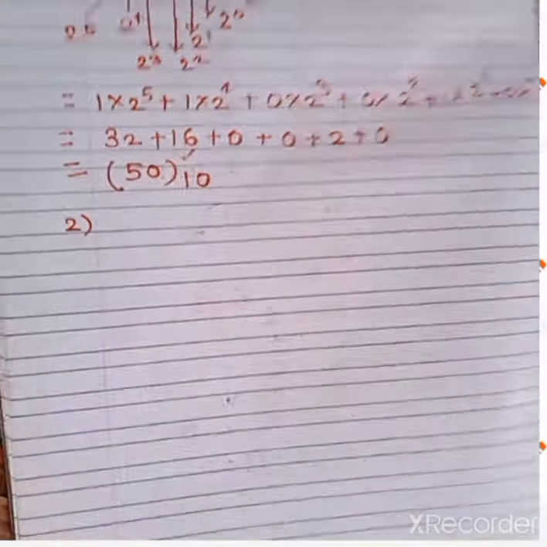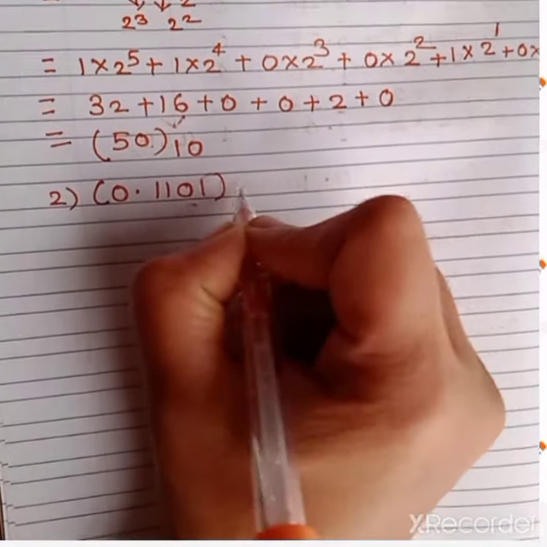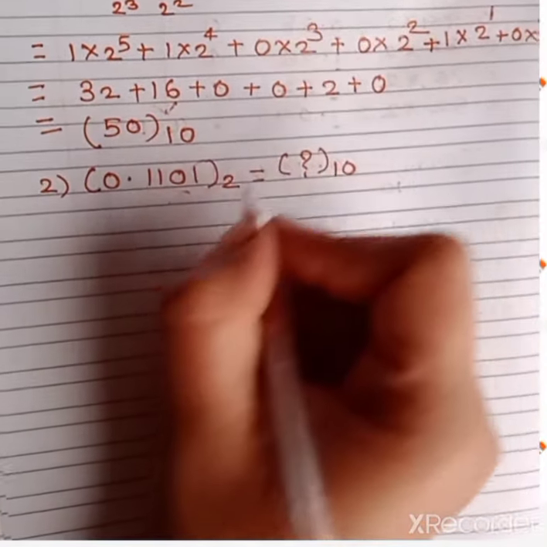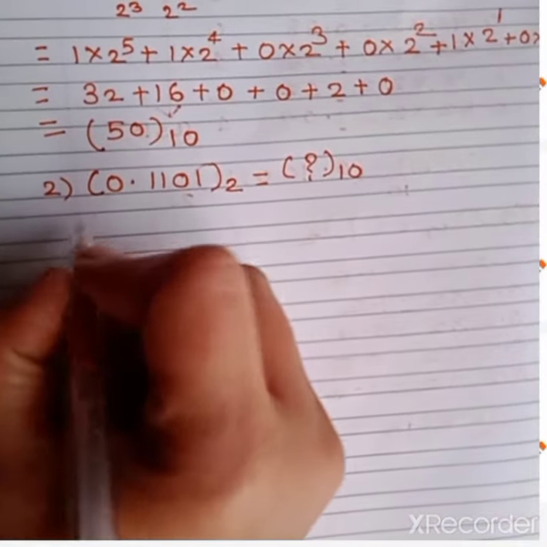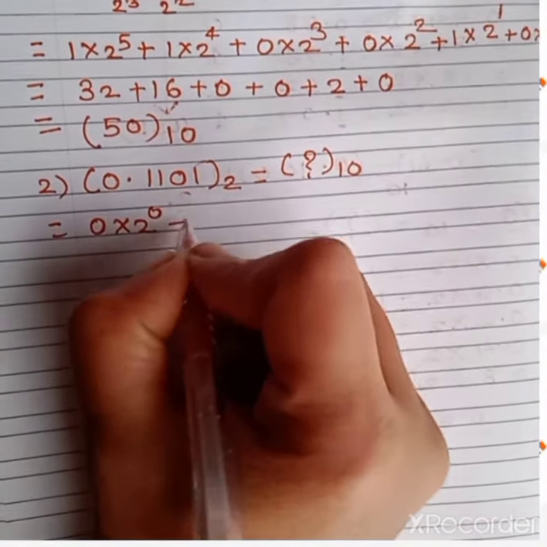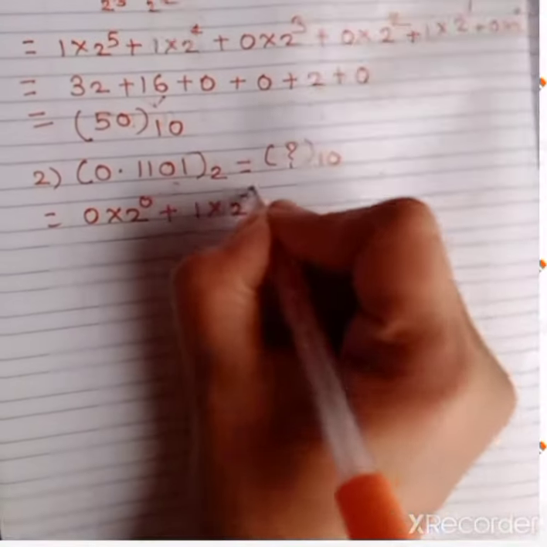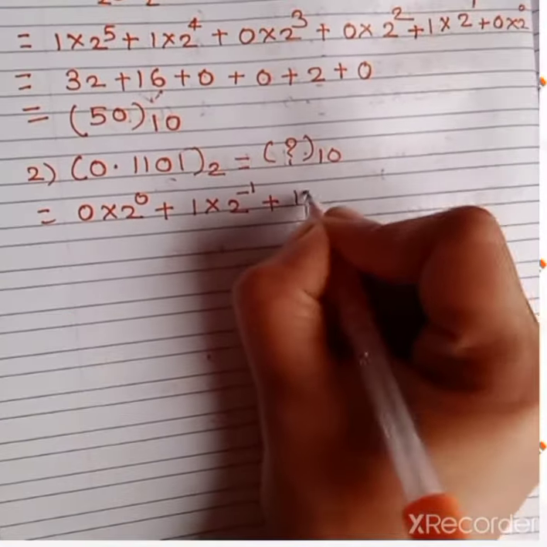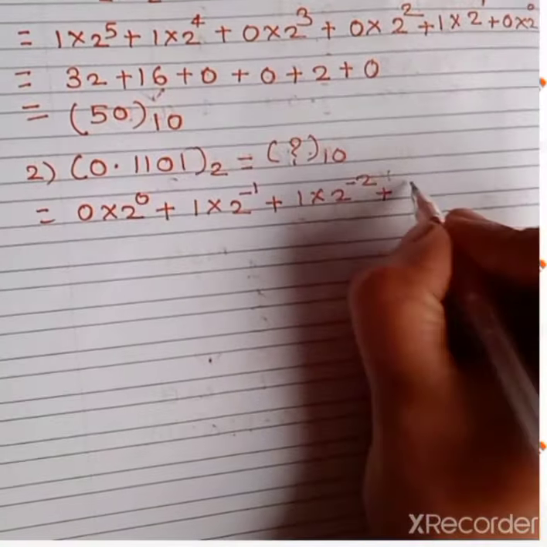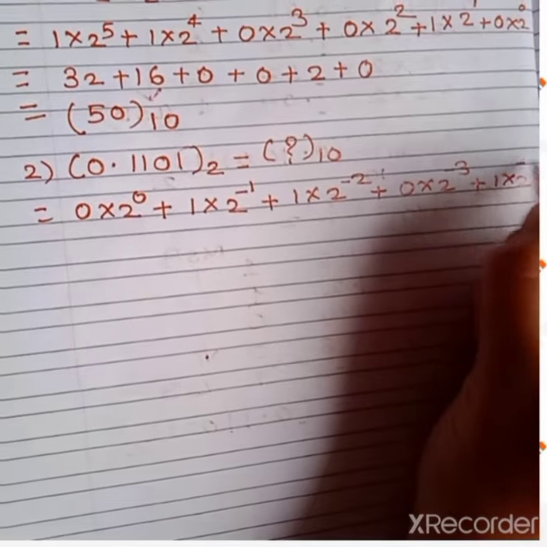Now we'll see the second example. 0.1101 to the base 2. We have to find out the decimal equivalent. So again we'll take the weights. For this 0, 0 into 2 raised to 0, plus for this 1 the weight is 2 raised to minus 1, plus for this 1 the weight is 2 raised to minus 2, plus for this 0, 2 raised to minus 3, plus 1 into 2 raised to minus 4.